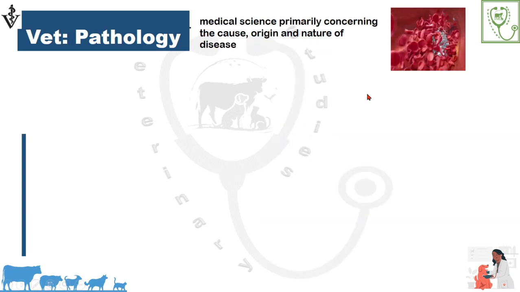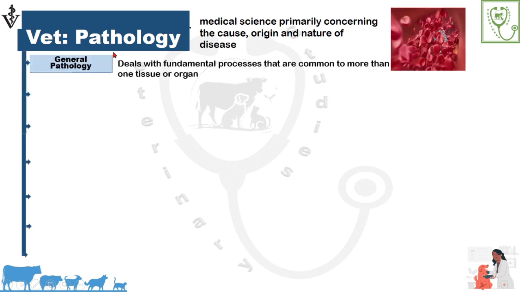Veterinary pathology. It is a science in which we study the cause, origin, and nature of disease. Veterinary pathology includes general pathology. In this we study the fundamental processes that are common to more than one tissue or organ. There are some processes which are fundamentally common in all the tissues of the animal body, such as inflammation. In inflammation, there is a rushing of WBCs and RBCs to the site of inflammation. So such a study is included in general pathology.